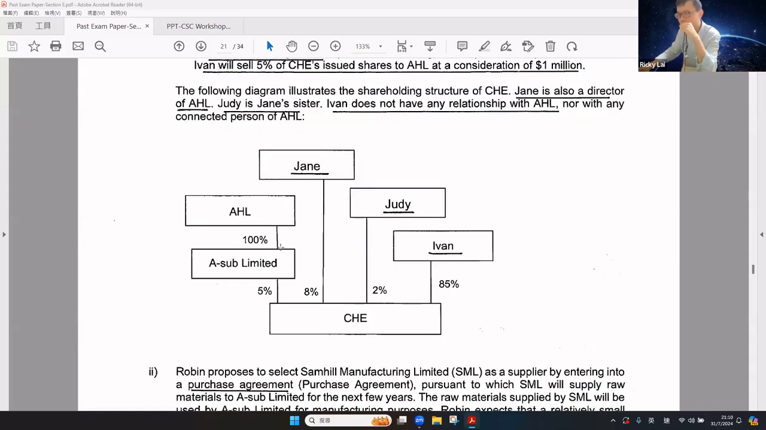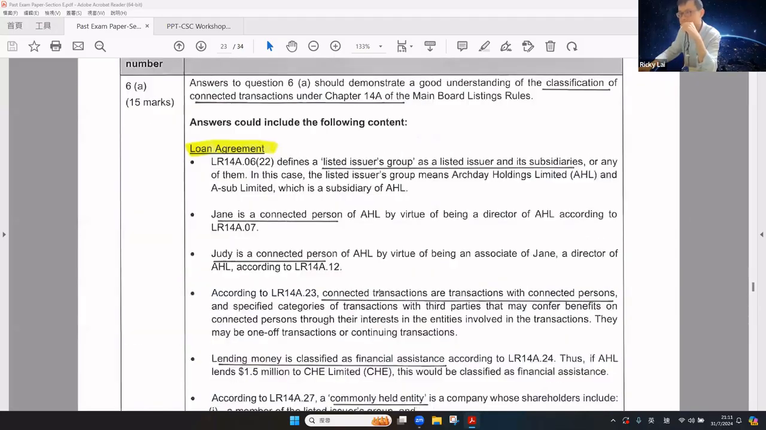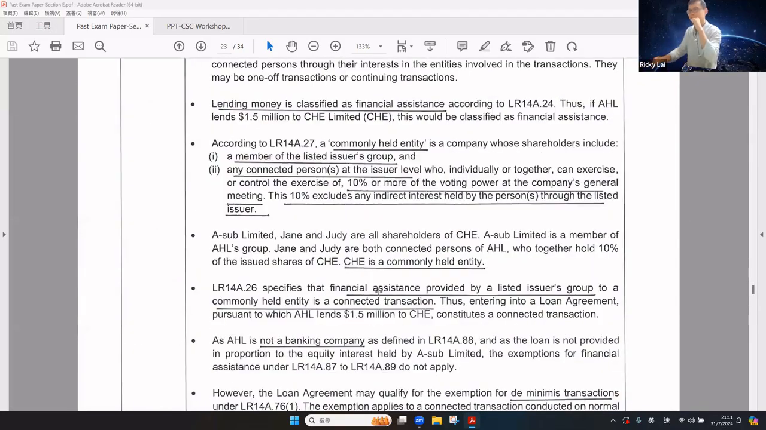So that's the reason why, apart from the listed company which owns CHE, you can see Jing holds 8% and Judy holds 2%. Both of them are connected persons. As a result, their total shareholding in CHE is 8 plus 2%, that is 10%. This exactly fulfills the definition of a commonly held entity. So Jing and Judy are shareholders of CHE.